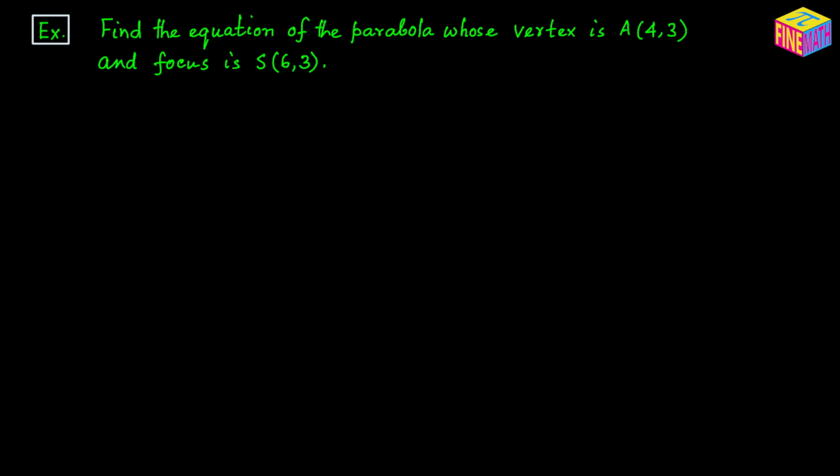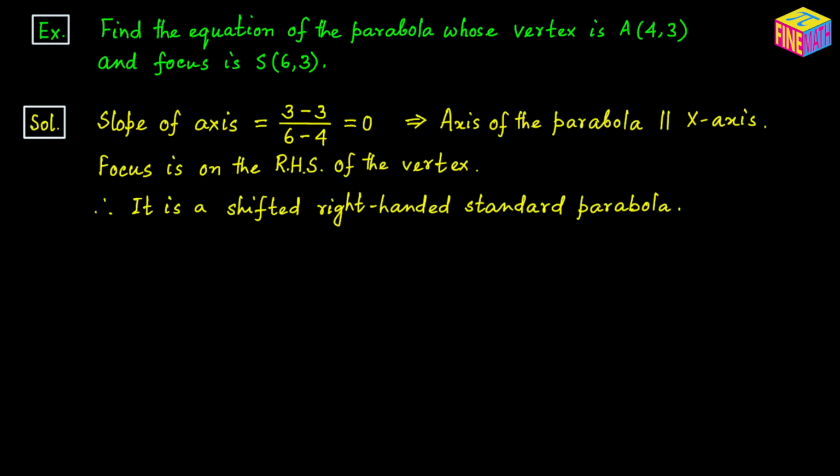So this is a right-handed parabola, and we can say this is a shifted right-handed parabola because the axis of this parabola seems like parallel to the x-axis. So let's quickly solve it. If we calculate the slope of the axis, it turns out to be 0. That means the axis of this parabola is parallel to the x-axis. And that means it is a shifted parabola whose axis is parallel to the x-axis.